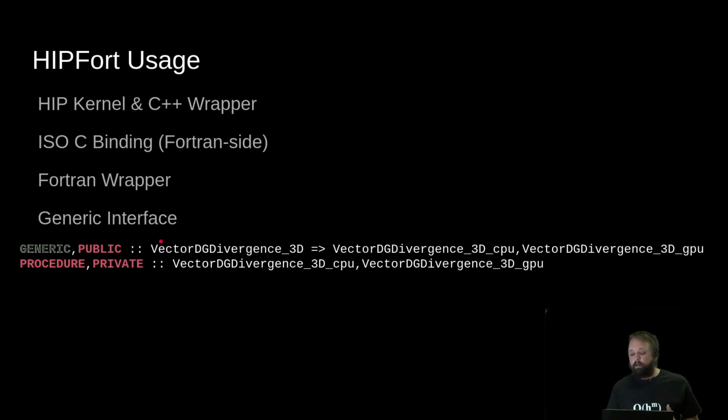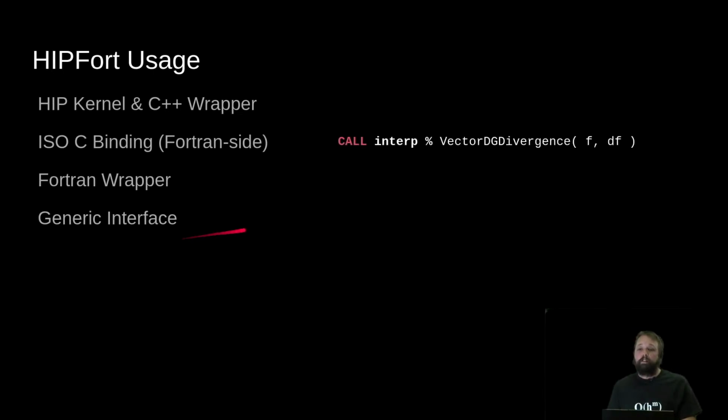And in terms of the usage, this is how it looks when you call it in the code. It ends up being incredibly simple. If the type of F and DF are both C pointers, this will run on the GPU. If they're both allocatables, it will run on the CPU. And if you mix them, the compiler will probably catch that at build time. But the basic idea is we put in all this work to make these interfaces so much easier, so you don't have to think about all the GPU programming underneath the hood.